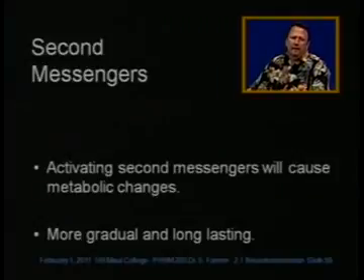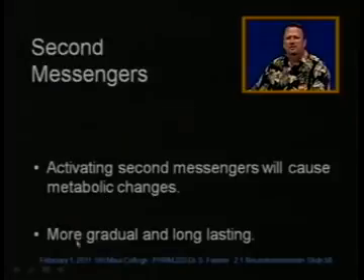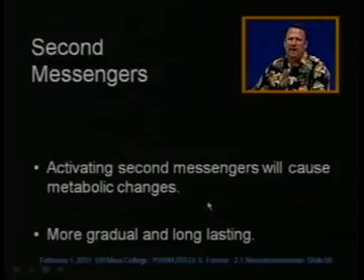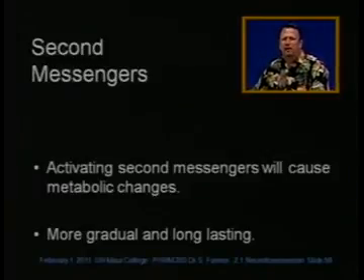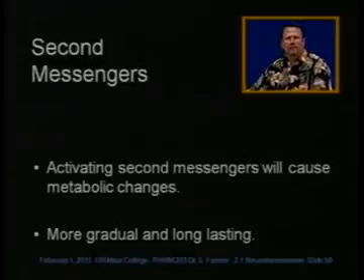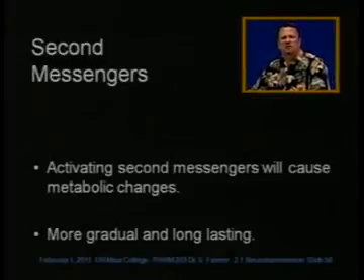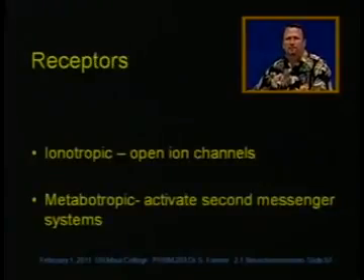And to keep in mind, activating second messenger systems causes all sorts of metabolic changes. They're going to be more gradual and long-lasting than the instant on and off ion channels. And there are more second messenger systems out there than just the cyclic AMP. However, cyclic AMP is the one that you will see the most of, and cyclic AMP is the one that I have the cartoon of. And maybe we'll have more second messenger systems for me to cartoon one day.